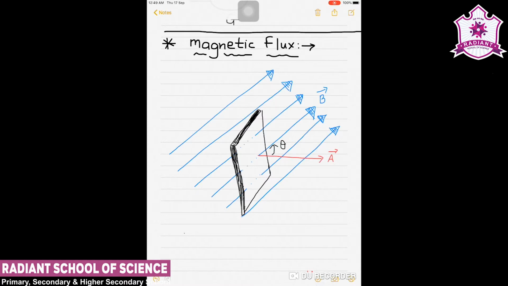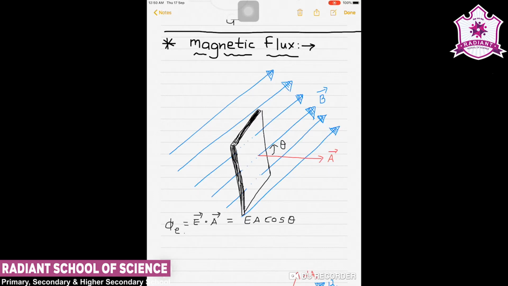Now, as we have already studied the electric flux phi E in chapter number 1, it is given as E dot area, or dS, and it is given as E A cos theta, where theta is the angle between the electric field and the cross sectional area.